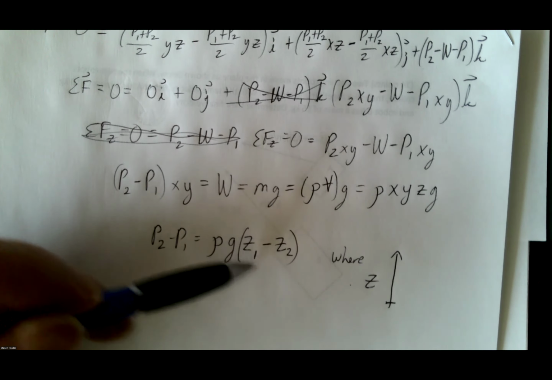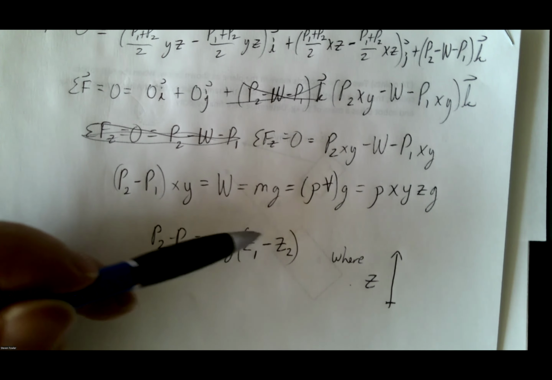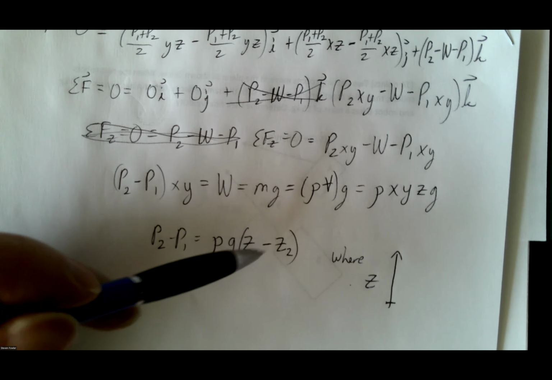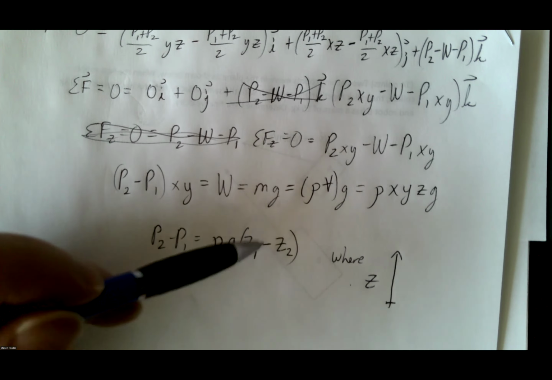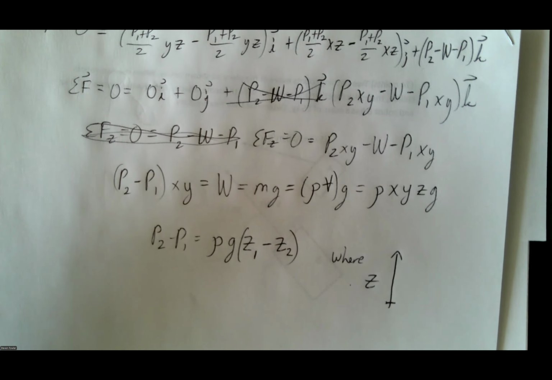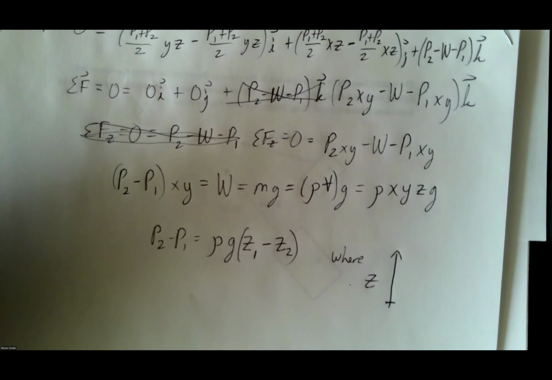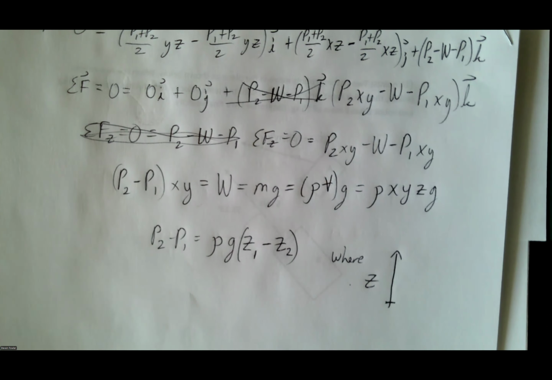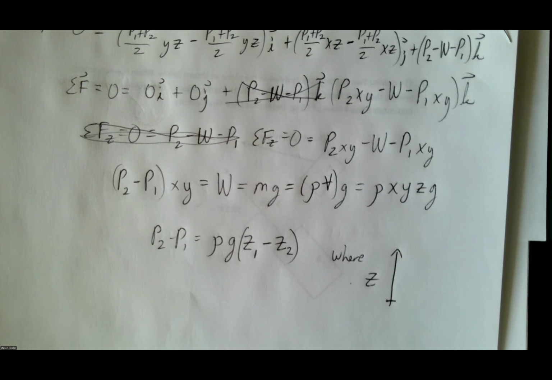So if I increase my elevation, I will get a negative value here, right? So if Z2 is the larger one, I get a negative value, meaning my pressure will drop as I move up in the column of fluid. Right? So kind of wrestle with that a little bit.